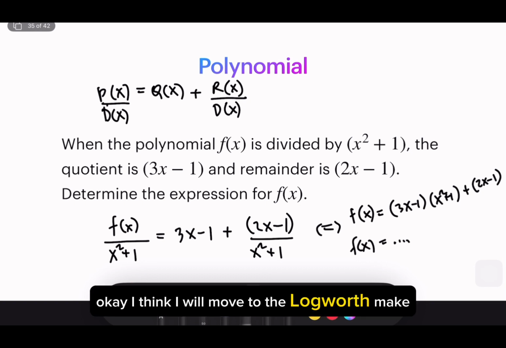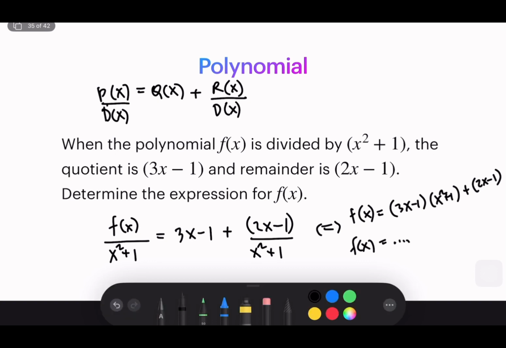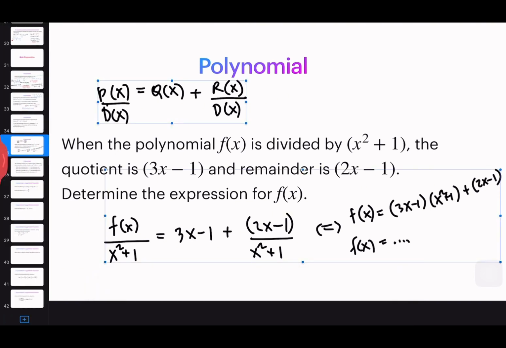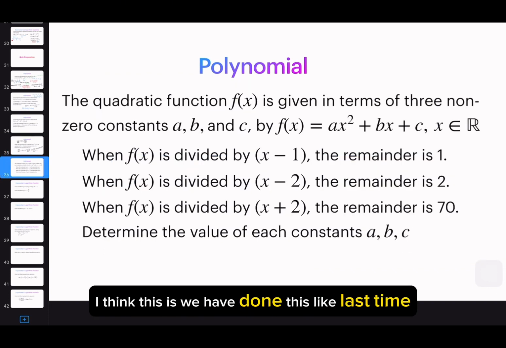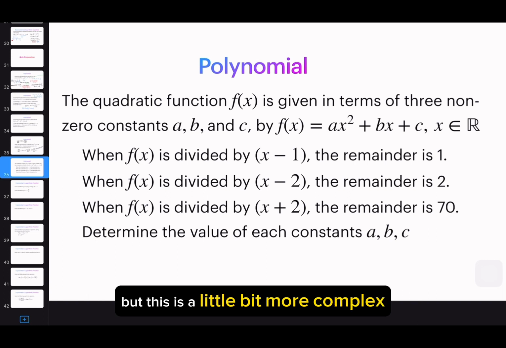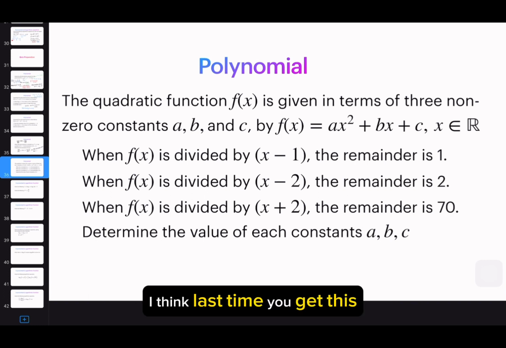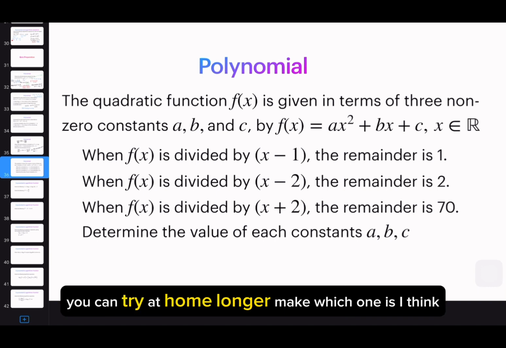Okay. I think I will move to the logarithmic. Is that okay? And the other one is like this. I think we have done this last time, but this is a little bit more complex. But it's still the same principle. I think last time you got this, but I will skip this one, okay? So you can try at home.